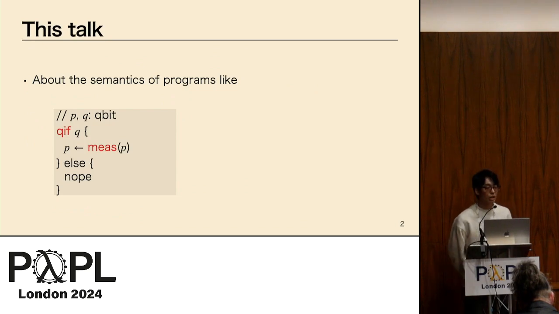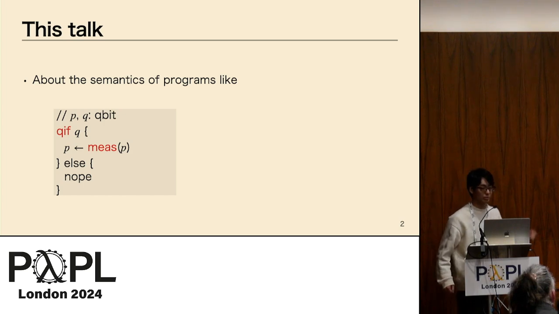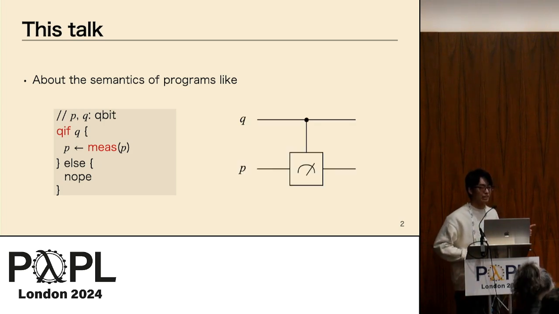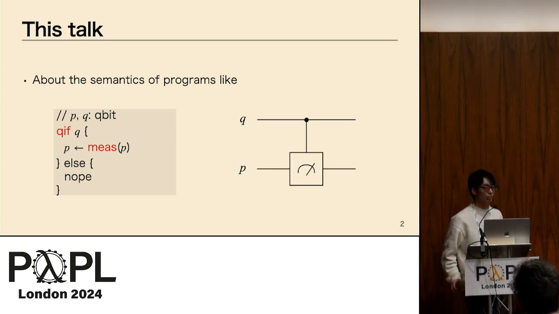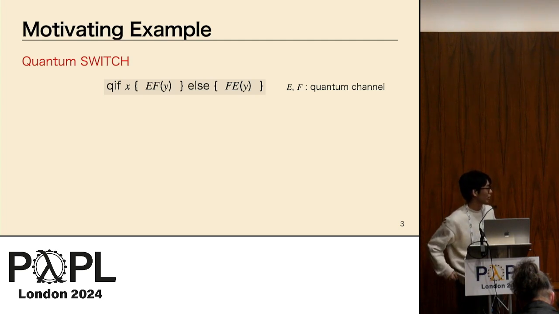So in this talk, we're going to talk about a program which looks like this. And in this program, you see measurement and quantum myth. But there's an obvious problem: measurement appearing inside a quantum myth, which means that if you try to write it down in a circuit, you get a program which looks like this. This is quite weird. But we're interested in this kind of program. Why? Because we have a motivating example which looks something like this, which is called quantum switch.